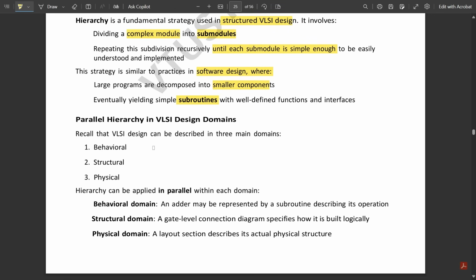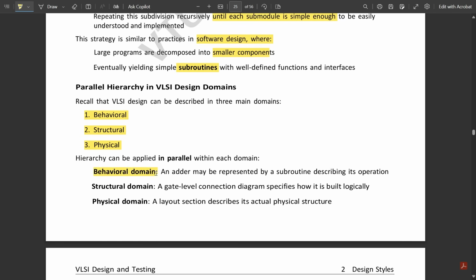Recall that VLSI design can be described in three main domains: behavioral, structural, and physical. All these three we have seen. Under the behavioral part, we have seen the behavioral description of CMOS VLSI design. The structural part we have seen, and the physical part, that is the layout part. This hierarchy can be applied in parallel with each domain. Under the behavioral domain, an adder may be represented by a subroutine describing its operation. Under the structural domain, a gate level connection diagram specifies how it is built logically. Under the physical domain, a layout section describes its physical structure.